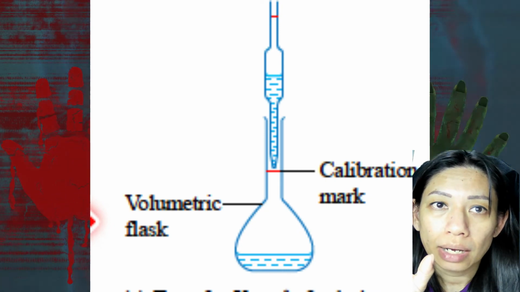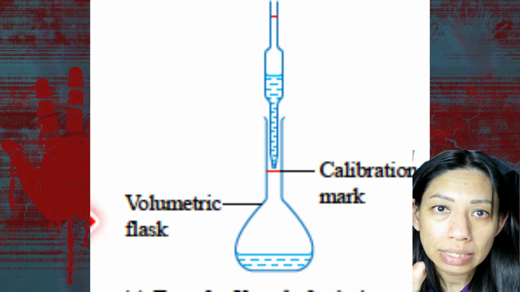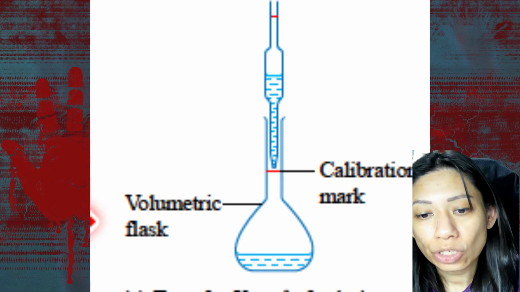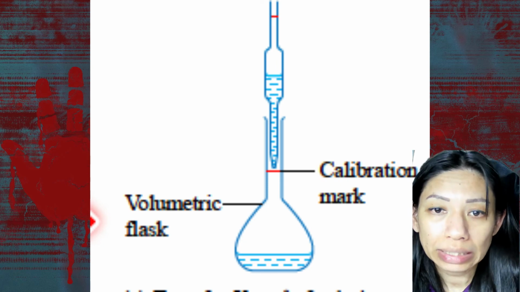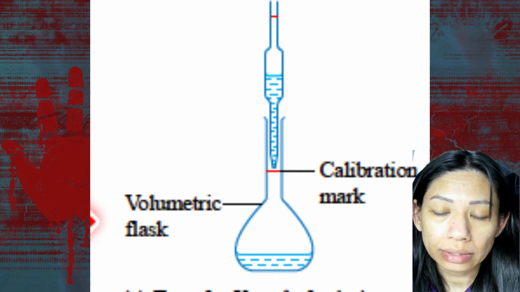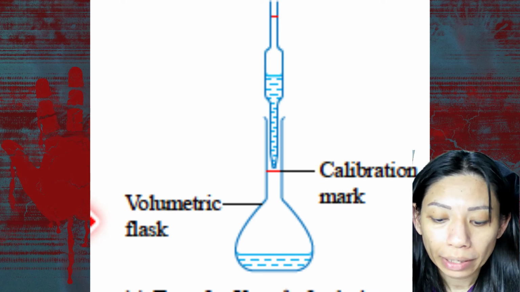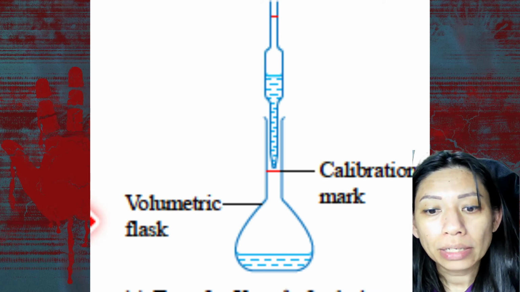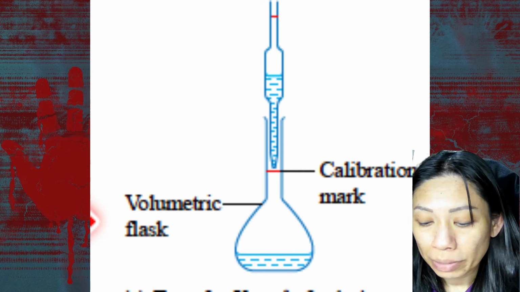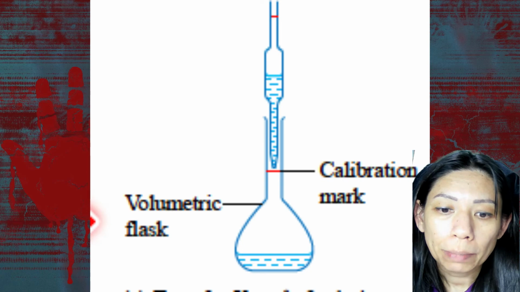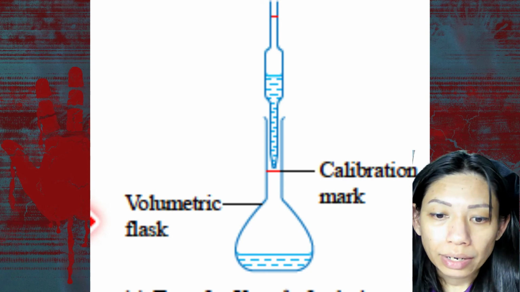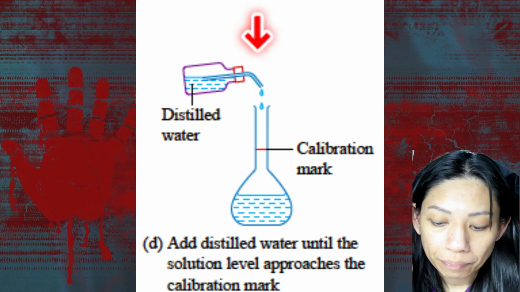A pipette is an apparatus that can measure the volume accurately. That's why you use a pipette, not a measuring cylinder. You need to pipette out 20 cubic centimeter of sodium carbonate. Now, once you pipette it into a volumetric flask, you have only added 20 cubic centimeter of sodium carbonate. So after that, what do you do?